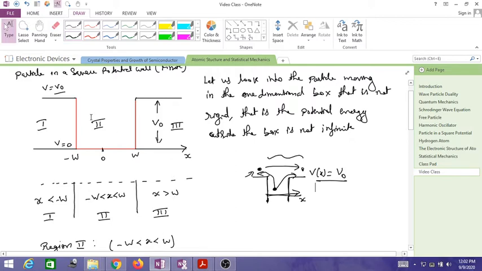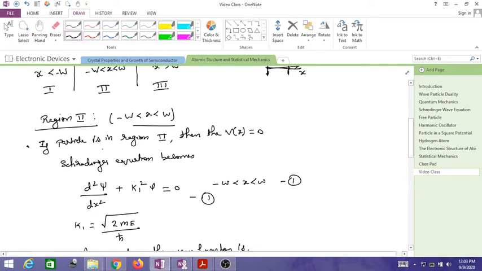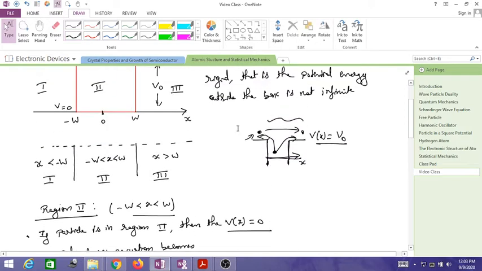So now let us assume that the particle is within this box. When the particle is within this box, how is its motion replicated in the form of a wave? Basically we assume that the particle is within this box and it is moving, and its motion is replicated in the form of a waveform. To do that, we first take region 2, where the value of x ranges from minus w to plus w, and here we know that the potential energy is equal to 0.